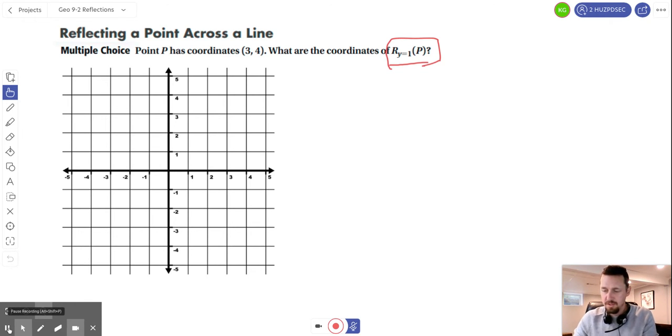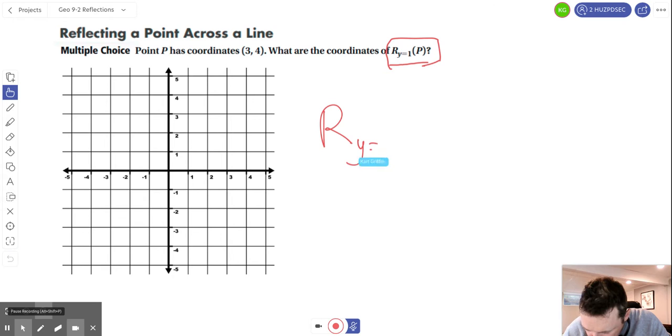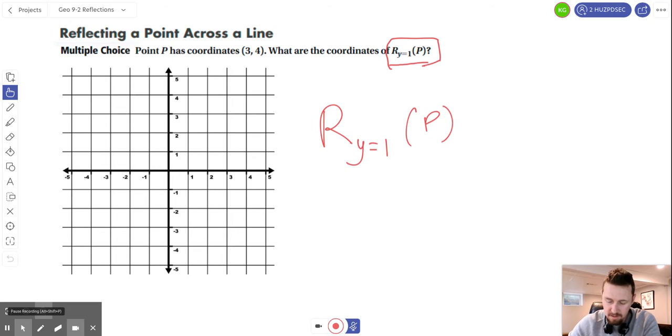So let's look closely at that for a moment. R sub y equals 1 of P. That means R stands for reflection.